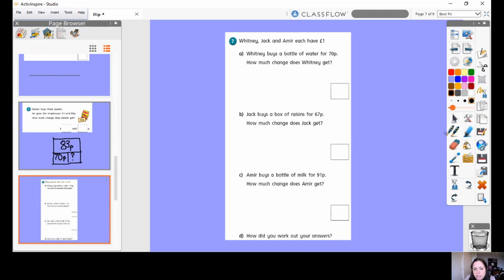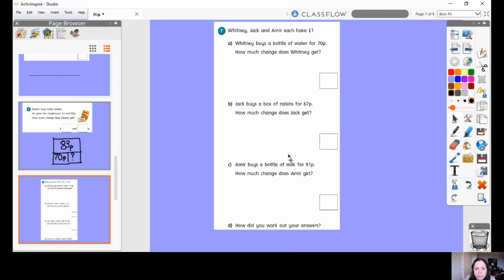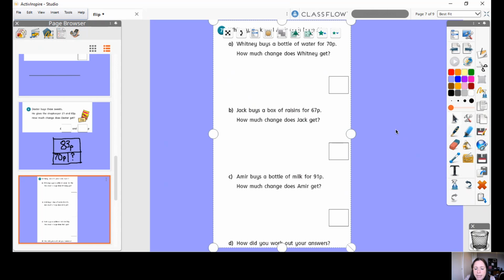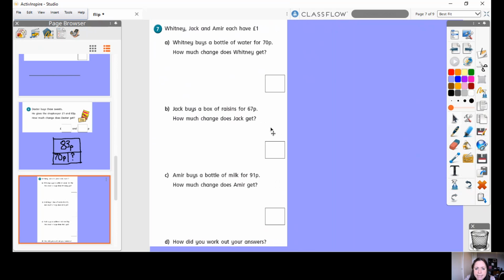Right, question 7. Whitney, Jack and Amir each have £1. Whitney buys a bottle of water for 70p. How much change does Whitney get? Well, if you know your number bonds to 100, you should be able to tell me how much change there is there. Jack buys a box of raisins for 67p. How much change does Jack get?